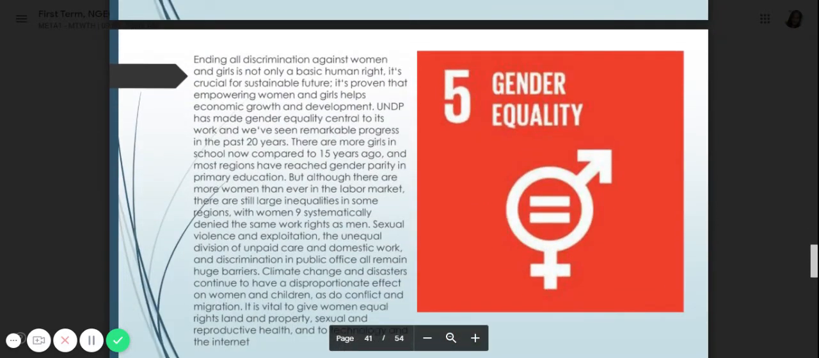Number five, gender equality. Ending all discrimination against women and girls is not only a basic human right. It's crucial for a sustainable future. It's proven that empowering women and girls helps economic growth and development. No, of course. If you have work, you're going to pay tax, and that will come to our government, and you're helping our government in that way. Gender equality is focused here on women, but also, we need to consider the men, of course. Men should not be oppressed either, no? We have equal rights for men and women.